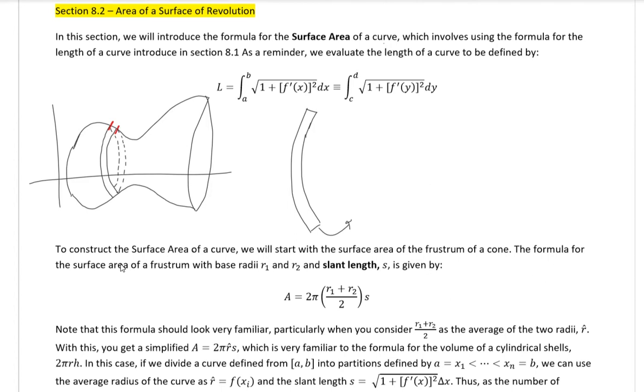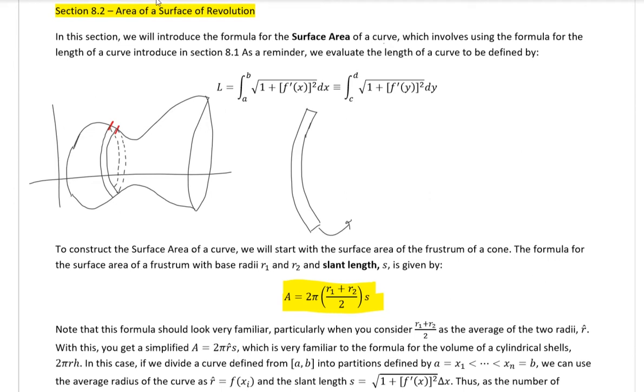And what we are going to work with is the surface area for the frustum of a cone. The surface area for the frustum of a cone is defined as 2 pi times (r1 plus r2) divided by 2, times s, where r1 and r2 are the two base radii for the frustum, and s is your slant length.